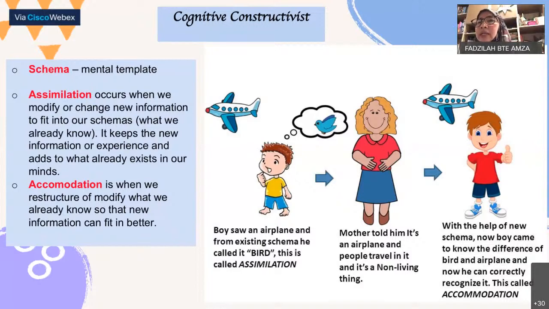Okay, bird ada wings. Okay, can fly. Bird can fly because of wing. And then the boy saw an aeroplane. Dia nampak ada wing juga. Dan kapal terbang tu boleh terbang.